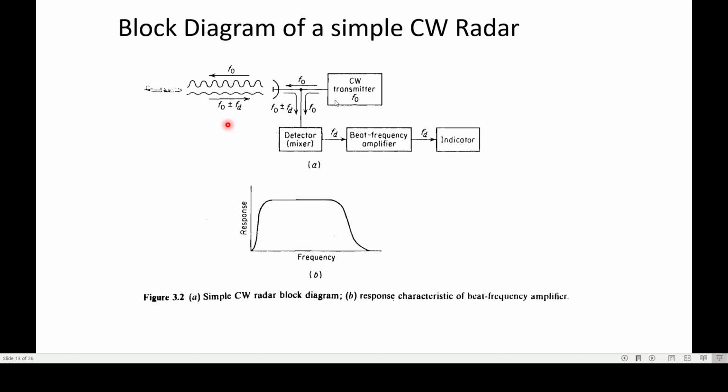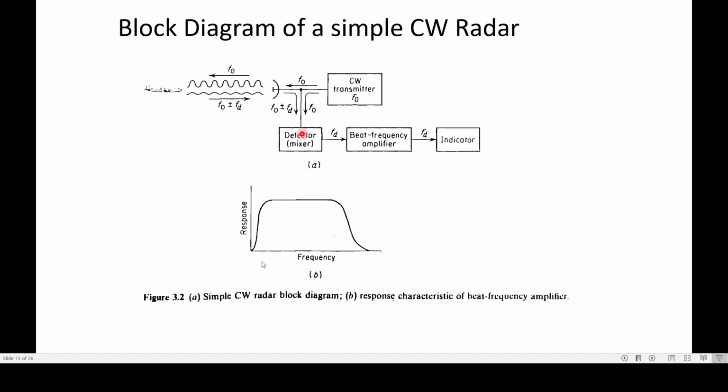One part of the transmitted signal is connected to this detector. That is what is usually done. Remember, a portion of the transmitted frequency signal will be connected to the mixer to mix it with the received signal, so that we will get the beat frequency, or difference in frequency. Once we get the beat frequency, we can amplify the beat frequency signal, and we can process the signal to get further information.